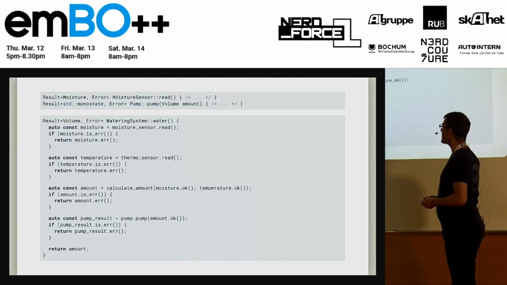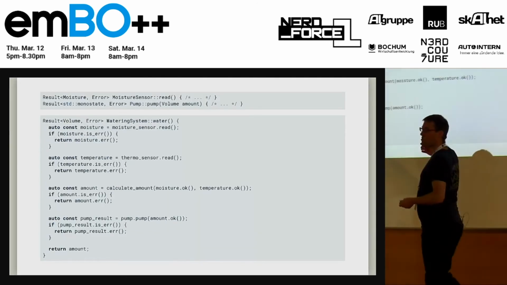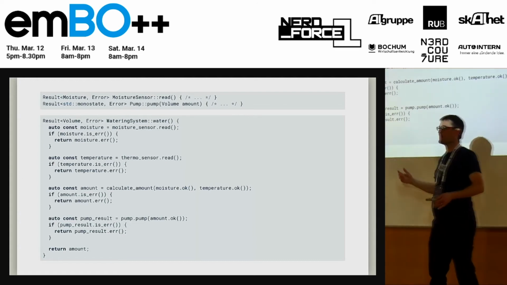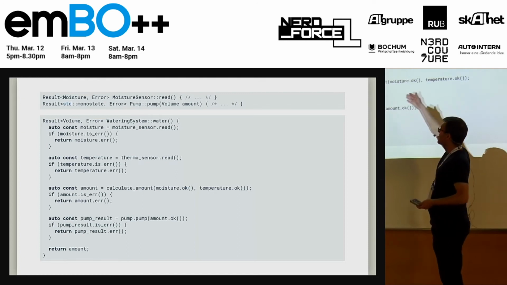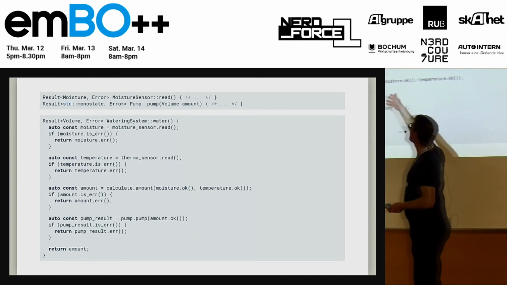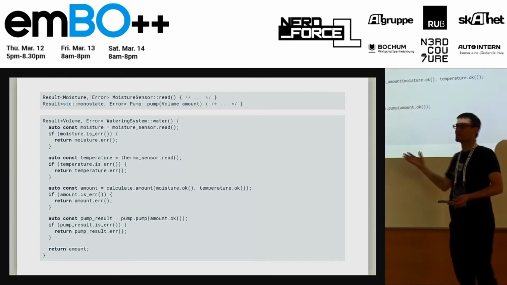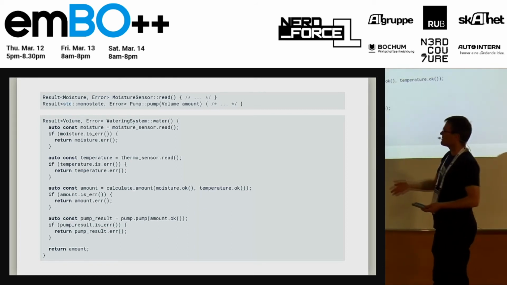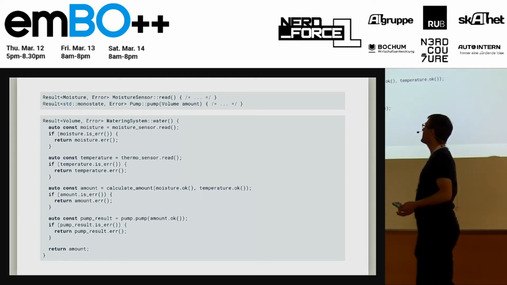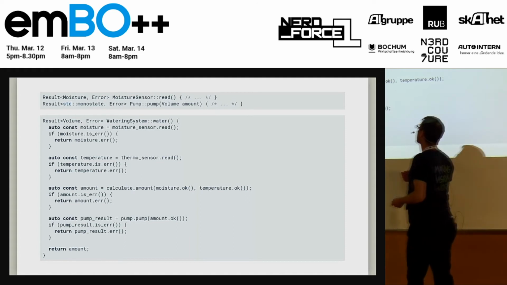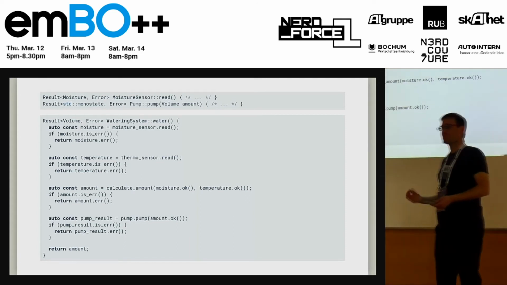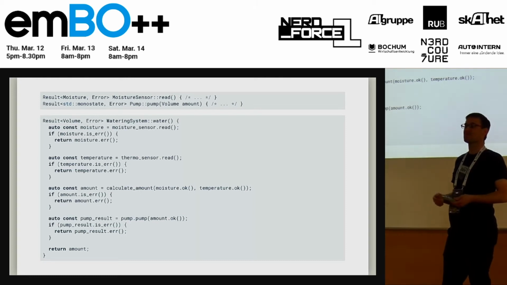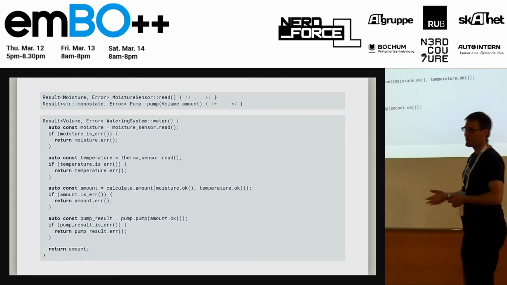If I now rewrite my code using my do-it-yourself result type, I still have the ifs. I call read out my moisture sensor. I see, is it an error? If there is an error, I return the error. And if it's okay, I later on can use the value. But the code got much, much cleaner than when I was using the std::variant directly.